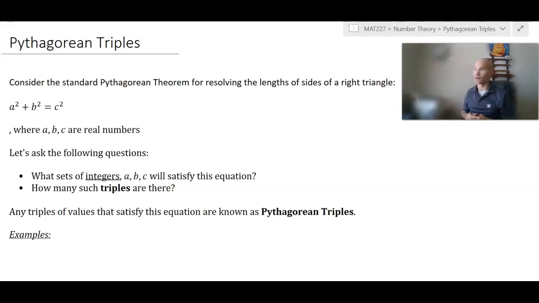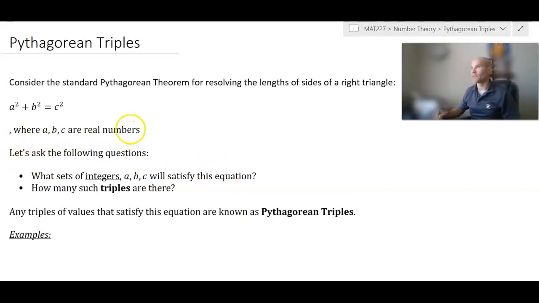In number theory, there are many interesting different types of numbers. And one of those types of sets of numbers actually is called a Pythagorean triple. Now, we're familiar with the Pythagorean theorem, which allows us to resolve lengths of sides of a right triangle.